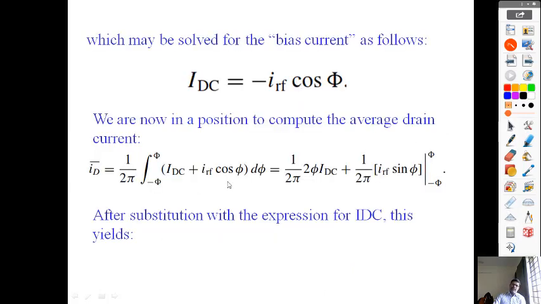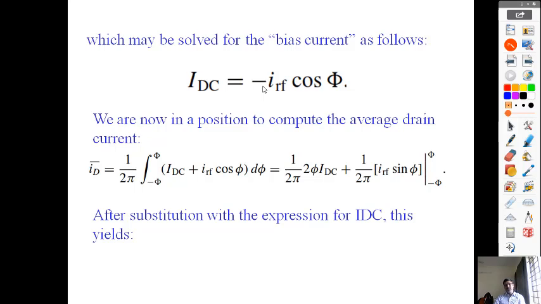This may be solved for the bias current as follows: IDC equals minus IRF cos phi. So how much bias current we need to supply equals minus IRF cos phi. So the angle phi decides the bias current also.